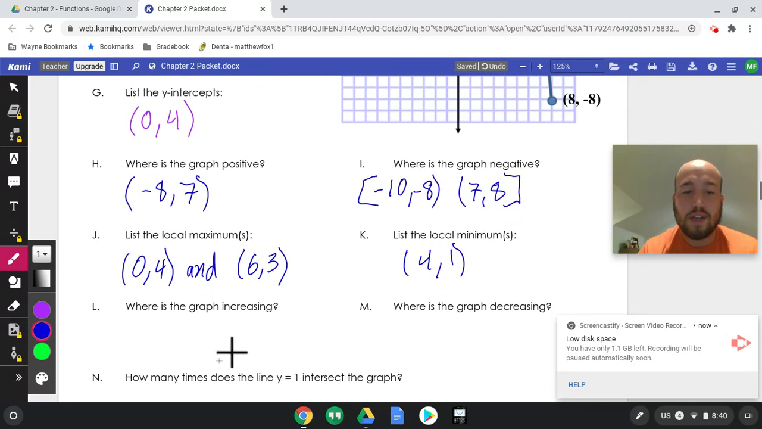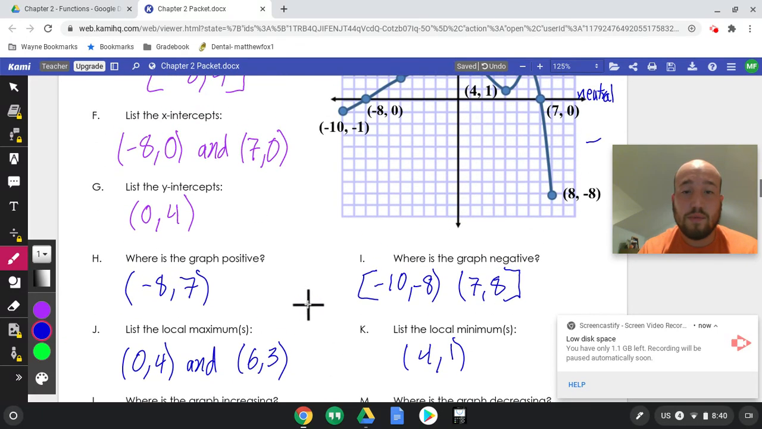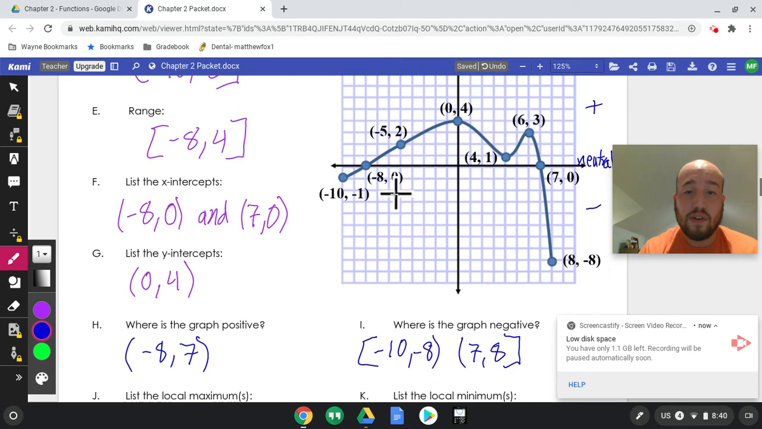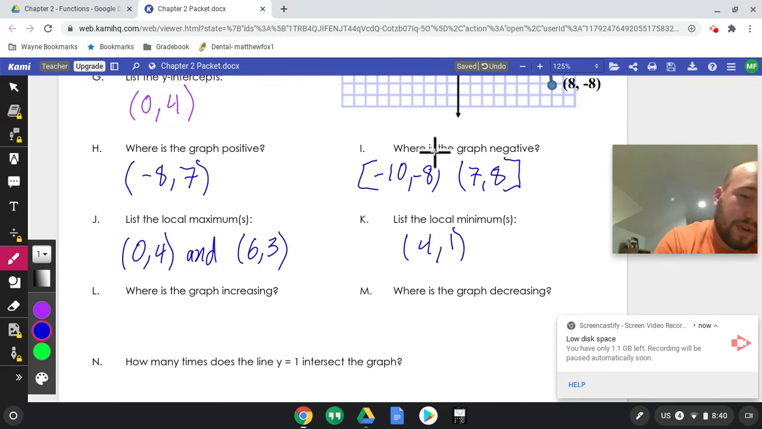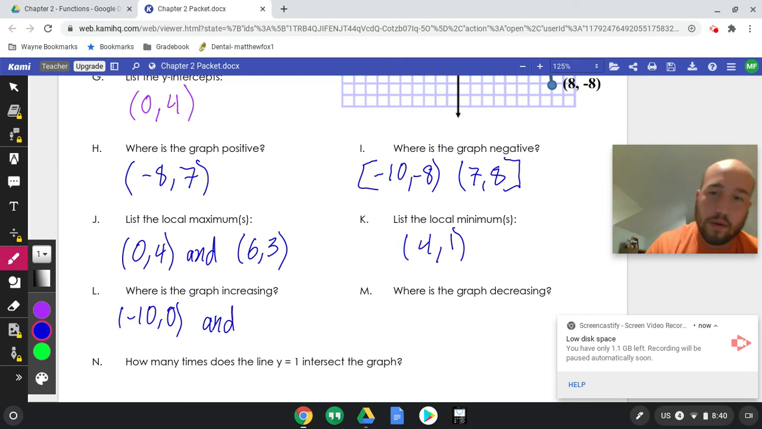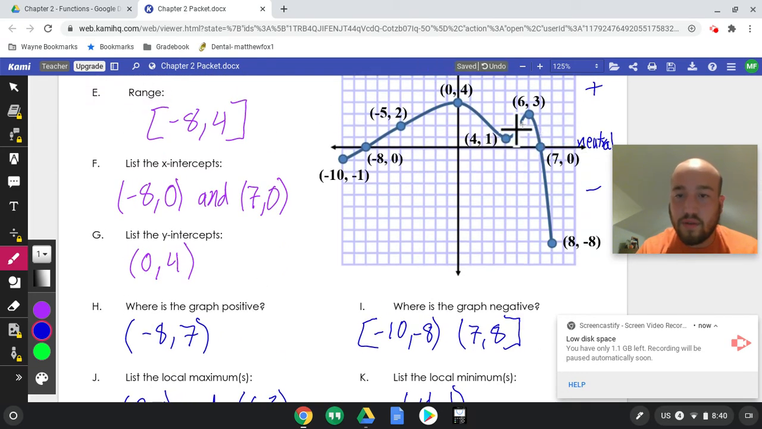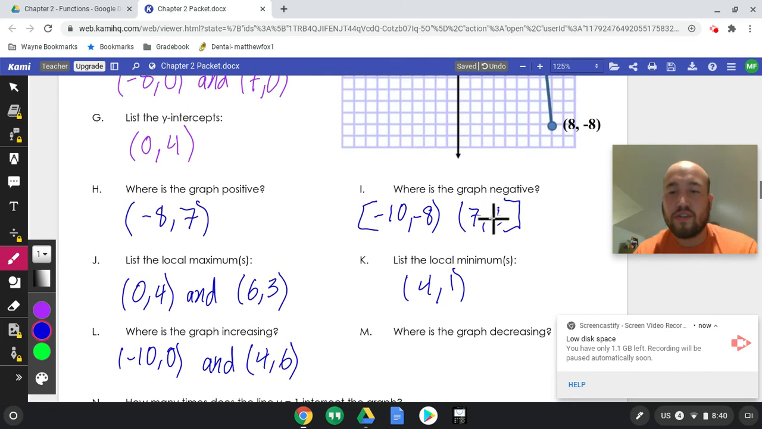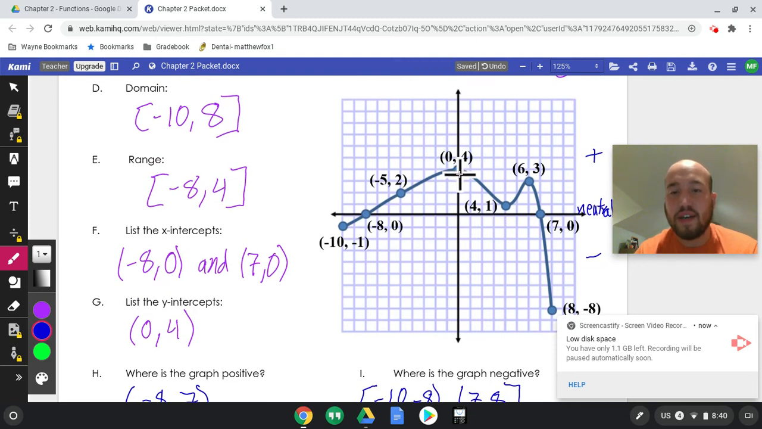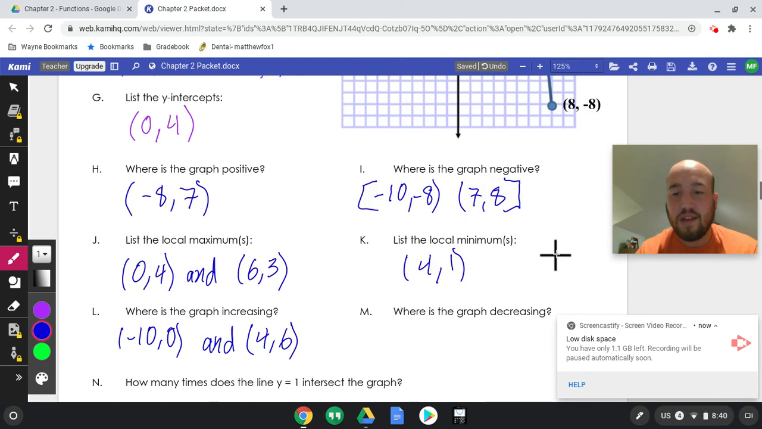Okay. So next, where is the graph increasing? This means where is its slope positive? So from -10 to 0. And remember, this is always parentheses. Okay, and then also from here at 4 to 6. Where is the graph decreasing? Where is the slope down or negative? So from 0 to 4 and also from 6 to 8.